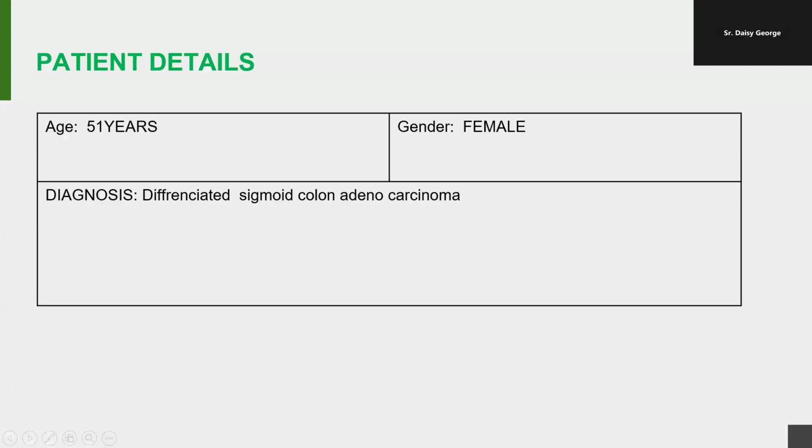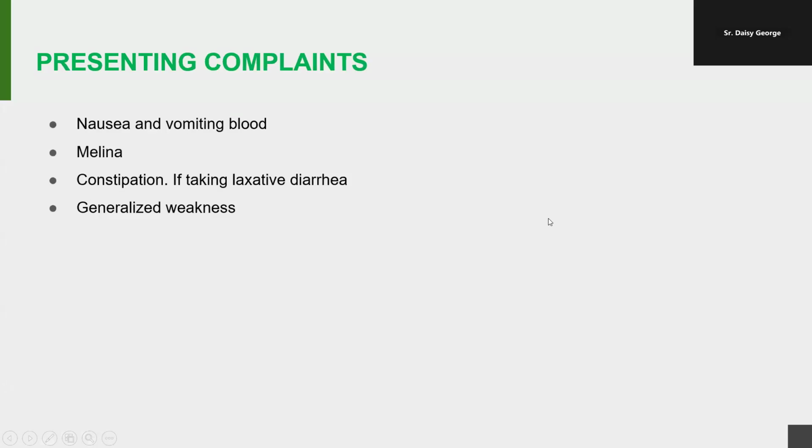Okay. A patient, age 51 years, female patient. The diagnosis is differentiated sigmoid colon adenocarcinoma. The presenting complaints: nausea and vomiting with blood, melena, constipation, if taking laxative, diarrhea, generalized weakness.